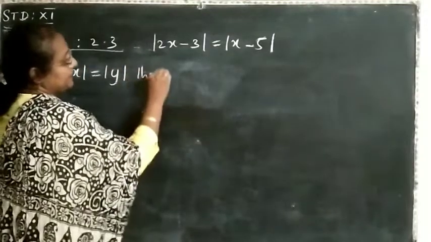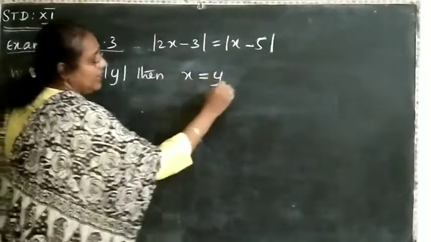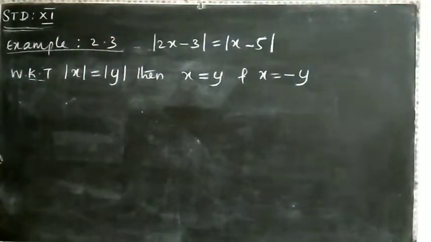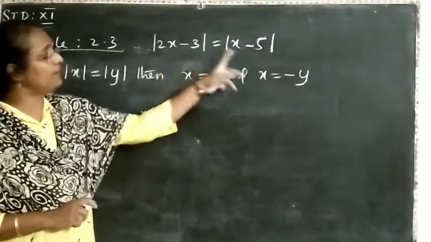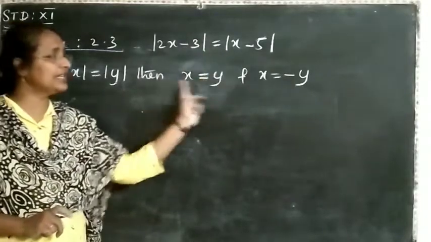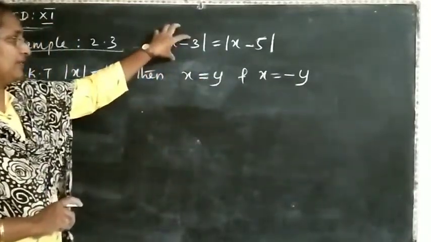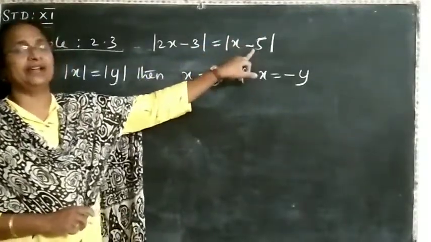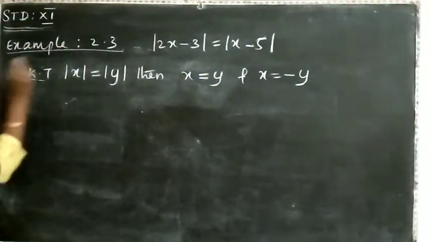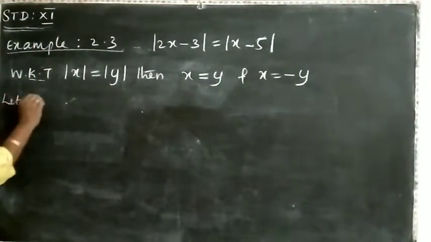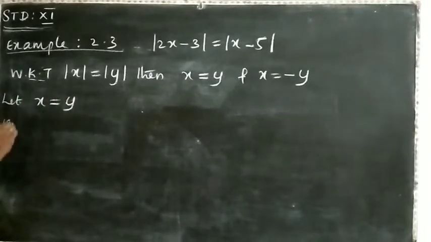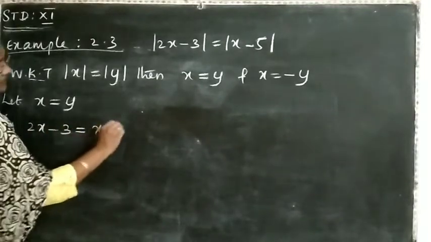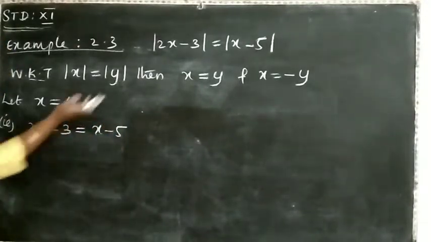Then what happened? x will be equal to y and x will be equal to minus y. We can demand this. Yes or no? Yes. Now we are going to compare two different modulus values using this concept. In the place of x I have 2x minus 3 and in the place of y I have x minus 5. Now I am going to equate. Let x be equal to y, that is, 2x minus 3 will be equal to x minus 5. Yes or no? Okay, by the property.